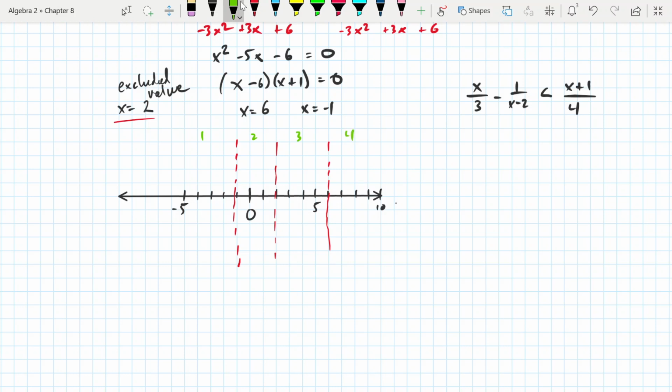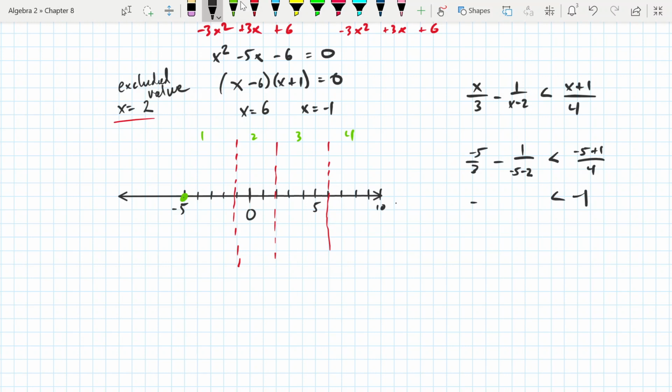And what I'm going to do is take a value from each one of those regions and plug it into my inequality and see what's true. For example, let's check -5. What is -5 over 3 minus 1 over -5 minus 2? Is that less than -5 plus 1 over 4? Well, -5 plus 1 over 4 is just -1.